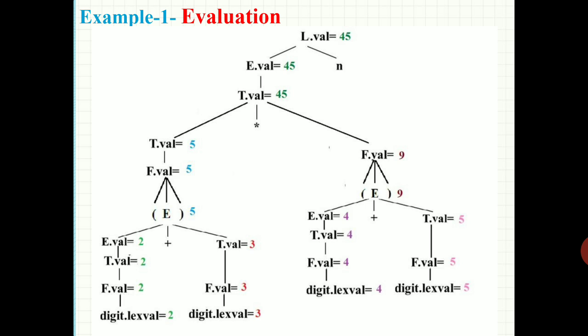Then that value will be assigned to F dot value. Then we will evaluate the value of T dot value based on T dot value star F dot value. Then 5 into 9 will become 45. That value will be given to the upper node, that is E dot value. The E dot value will become 45. Finally the value of L dot value will become 45. Here n stands for a null line.